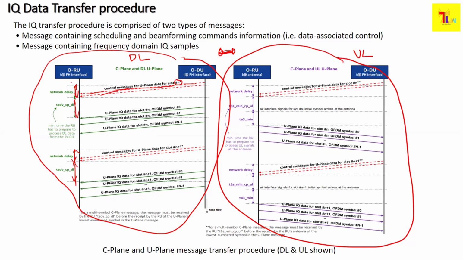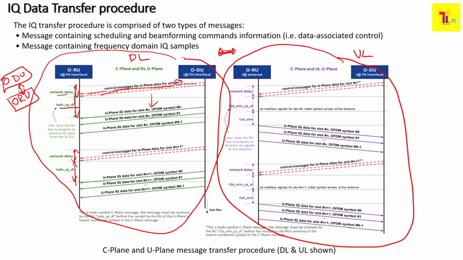You just assume that the C-plane messages will reach the RU after some network delay, because ORU and ODU will be connected by some fronthaul interface, right? There will be delay associated with these two, correct? That is called network delay. We'll assume what type of network delay parameters are there, what this TCP advance is, all those things.